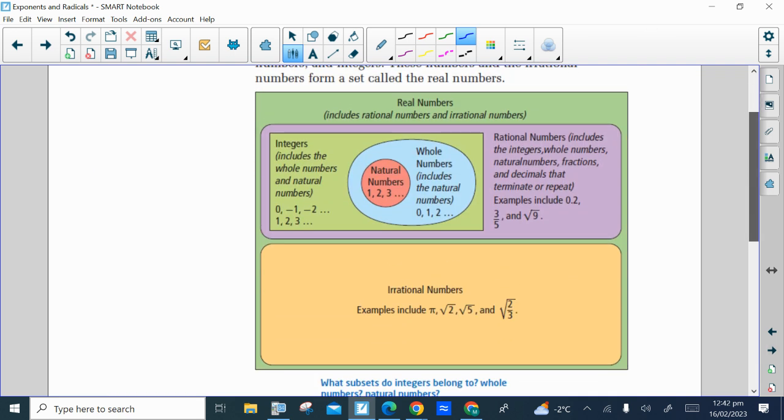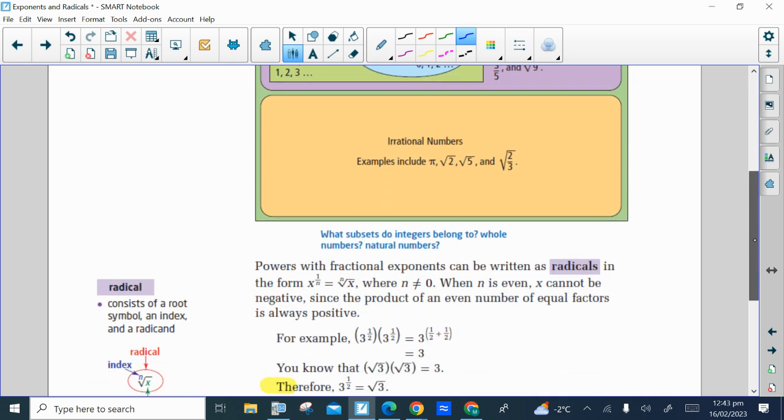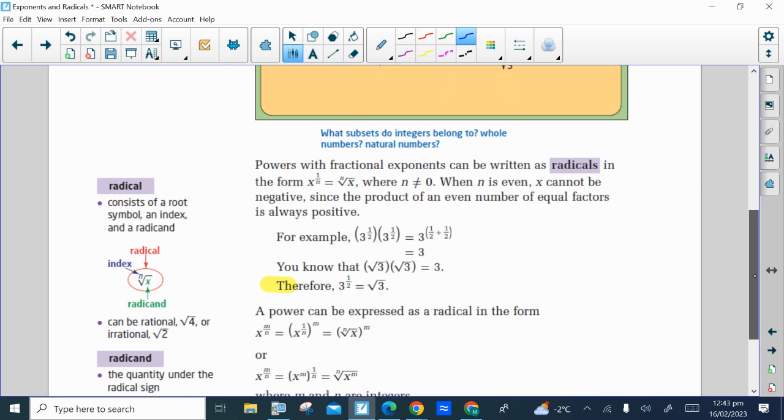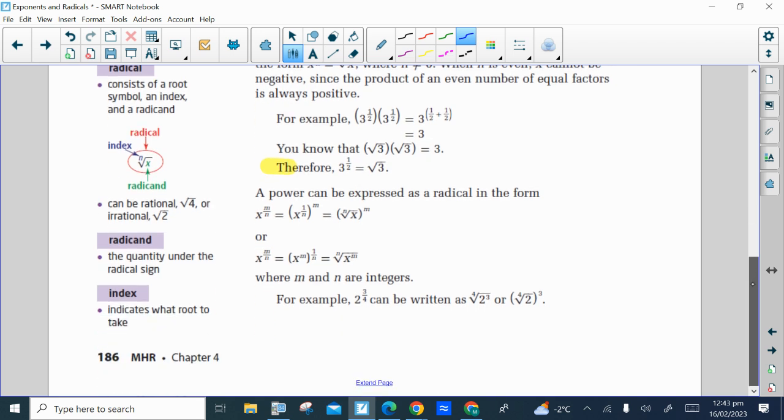So we've talked about how the different number systems are linked together. We've already seen a slide like that. So we're going to focus on radicals. And again, we've seen that powers with fractional exponents can be written as radicals in the form x to the 1 over n. That is the n root of x. We've said that the denominator of the fraction tells you what root it is. That's what the index is. And the top number tells you what power it's raised to. And we've gone through why that is true.